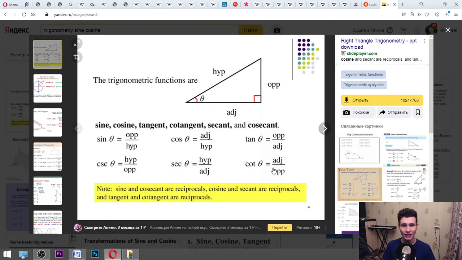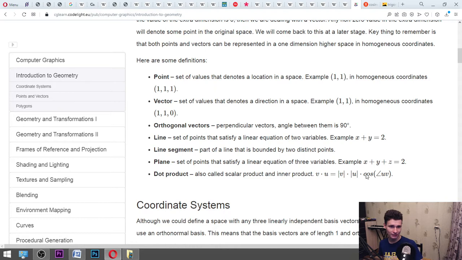Okay, and we need to understand adjacent on hypotenuse. It is the sine that we are reading about. It is like we have two things, and we have adjacent on hypotenuse. Actually, they are near. It is one and another here. Yes, one line and another.